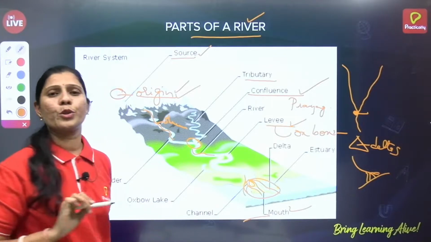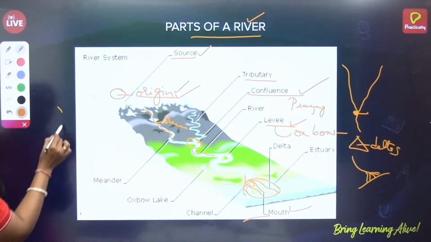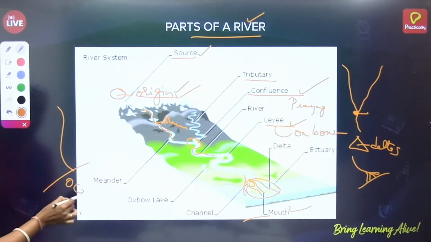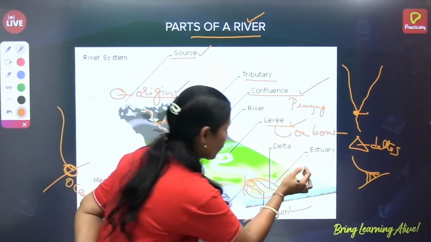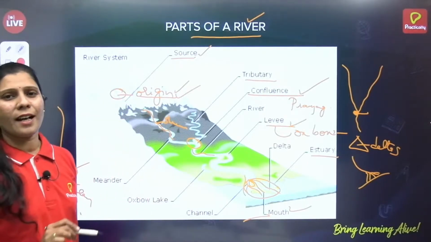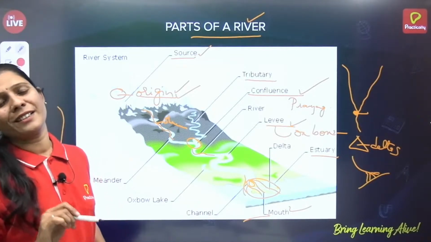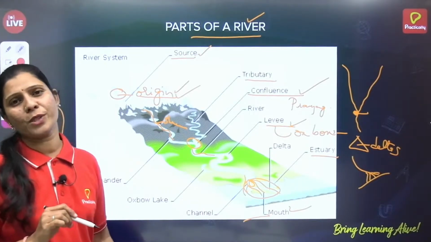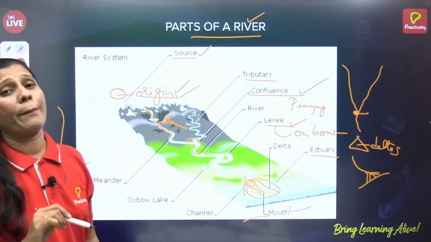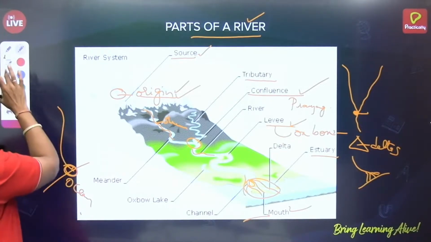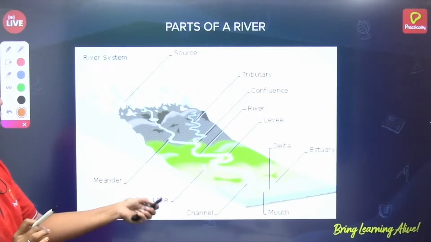Some of the rivers do not form deltas. They directly join the sea or an ocean. Such cases we call estuaries. So these are the terms we need to keep in mind, the different terms used in the course of a river, and this way we may also call them the parts of a river. Right. So let us have another slide before going further.